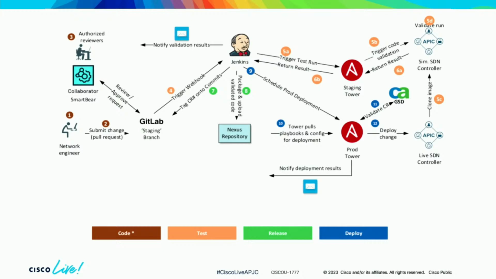All right, so you have a copy of your API controller, where you would run your tests, making sure that the changes you're performing are not breaking anything. Then from your simulated API controller, you go back to Jenkins.